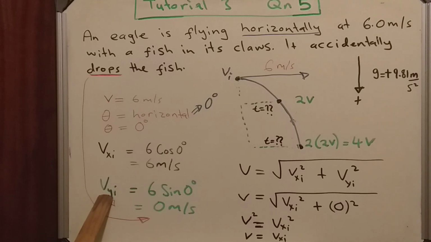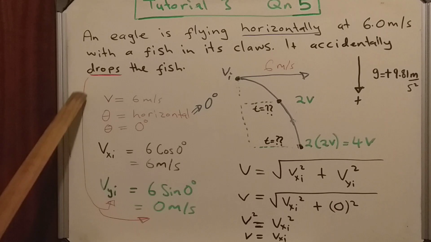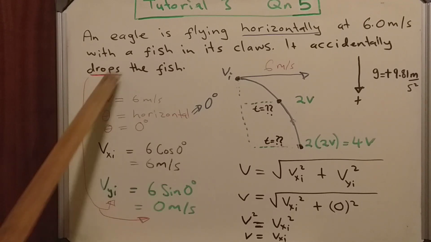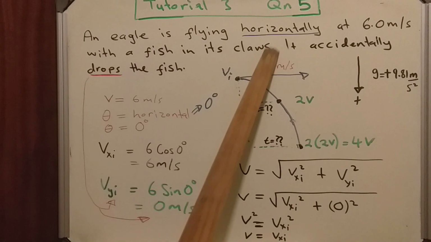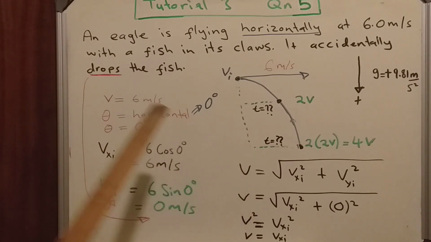And we go to the y component, Vy, in the y direction. It will always be sine, so sine corresponds to y. So 6 sine 0 is always 0. That's why in the y direction, it's a drop. When you drop, the initial v in the y is 0 meters per second. That's the interpretation of drop. Horizontal implies that the angle theta is 0.